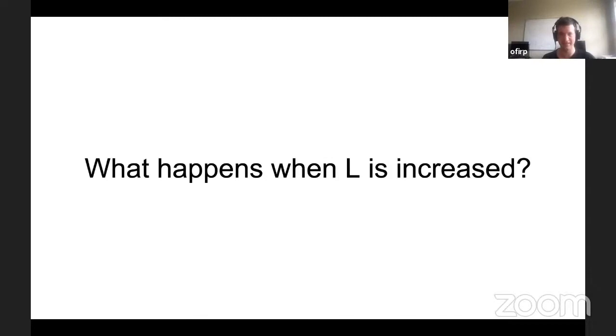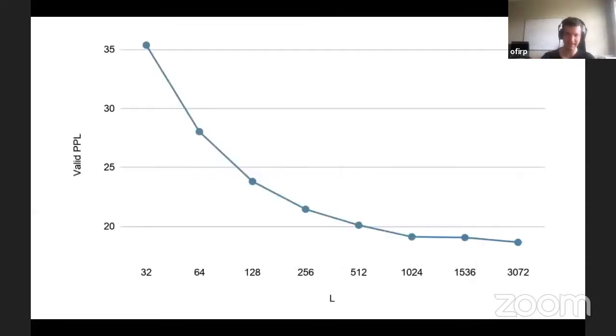So the first question that you might have is, what happens when L is increased? This is a question that everybody in the community has been thinking about and trying to explore. And I think the general consensus is that when we increase L, the performance of the language model increases. As we look at more words, performance improves. And at first, this seems to be correct.